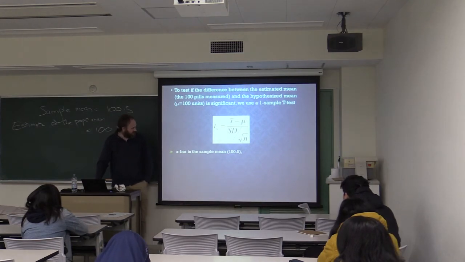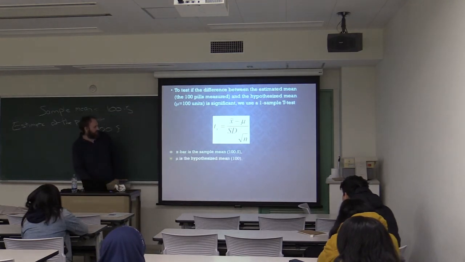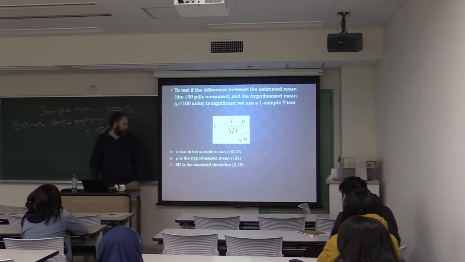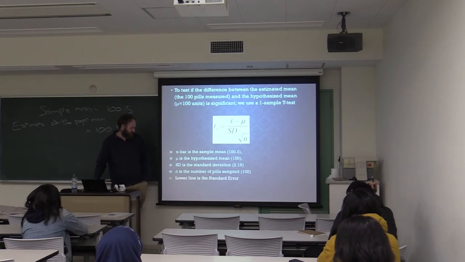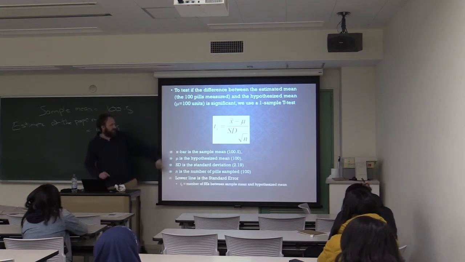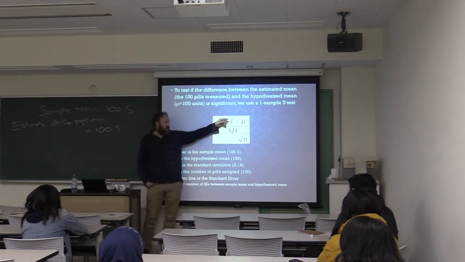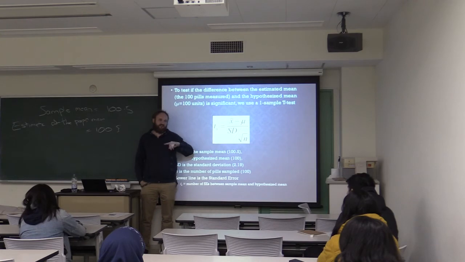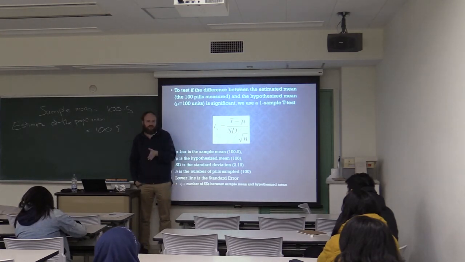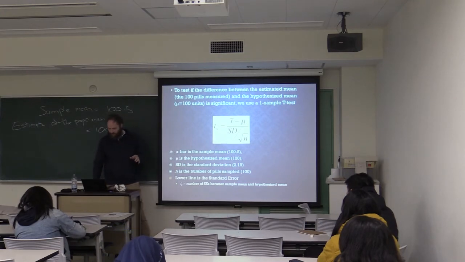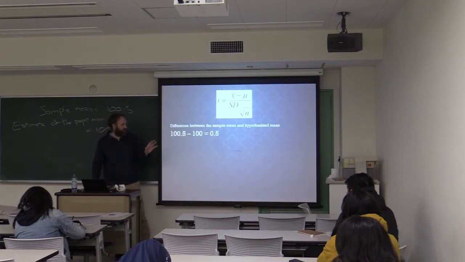So X bar is our sample mean, 100.5. Mu is the hypothesized mean, 100. SD is the standard deviation, 2.19. N is the number of pills in the sample, 100. So the lower line is the standard error. And T essentially is how many standard errors there are between our estimated mean and our hypothesized mean. When we do that mathematically, it'll make more sense.